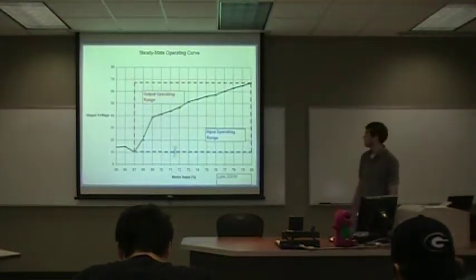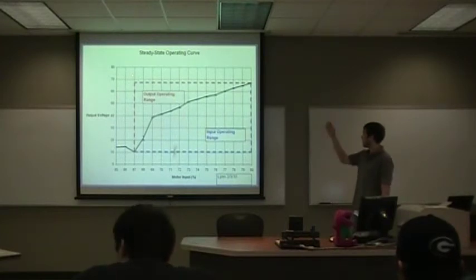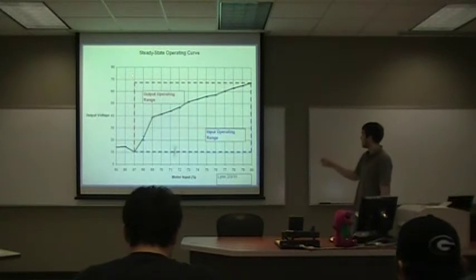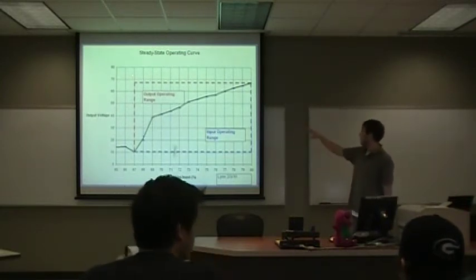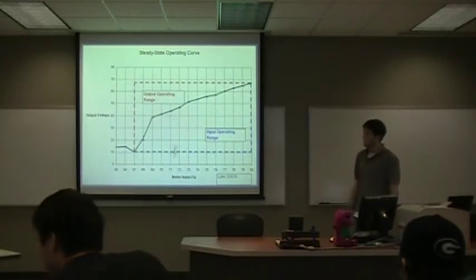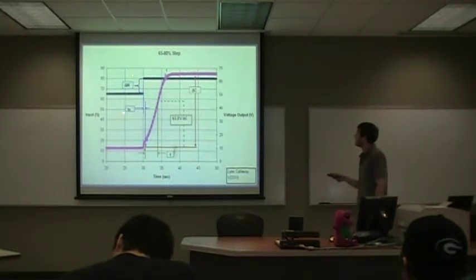This is our SSOC. Again, its most linear slope is in a range of 67 to 80% input. In red you have our output operating range, and in blue you have our input operating range.